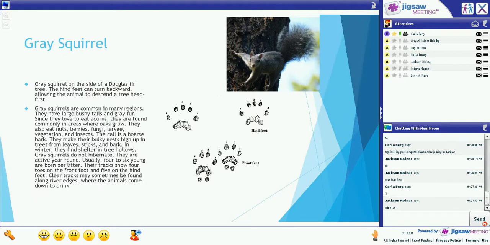Next, I have a gray squirrel, something that is pretty common around most of your homes. Would anyone like to read about the gray squirrel? Xana, go ahead.